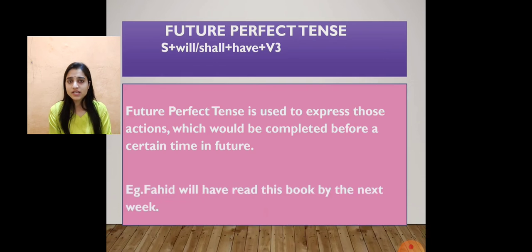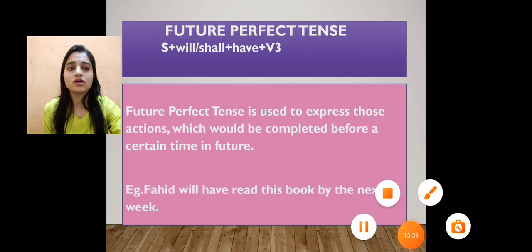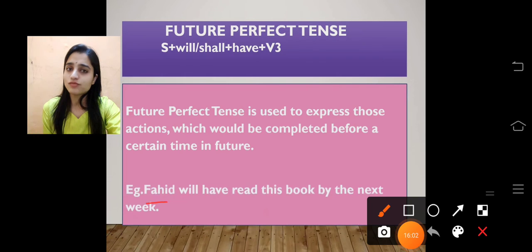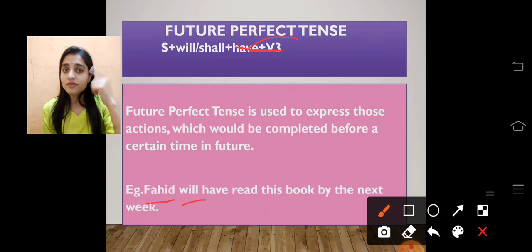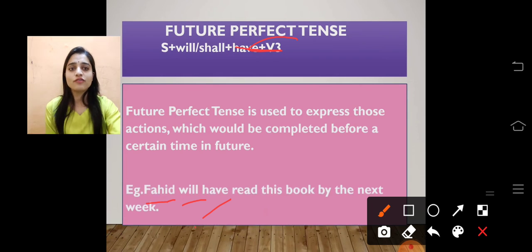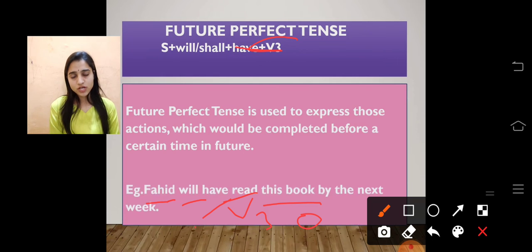Again, looking at the structure of the tense, we have the subject. Because it is a future tense, we will obviously be having will. Then it is a perfect tense. Perfect tense means you have, and have is followed by the third form of the verb, that is read. And then your object. So I hope this is clear to you all.